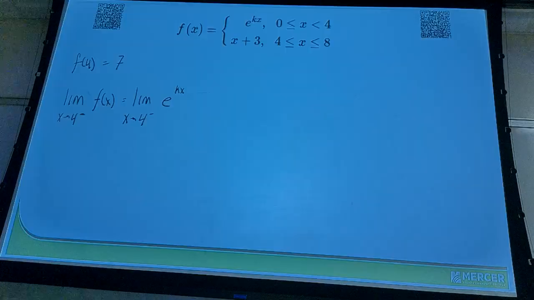What's the limit of kx as x approaches 4 from the left? E to the 4K. I'm not looking for that yet. Just kx. What's that limit? Okay. But k is going to be a real number, so that makes 4k a real number, right? Is e continuous there? Yes. So the limit's e to the 4k.